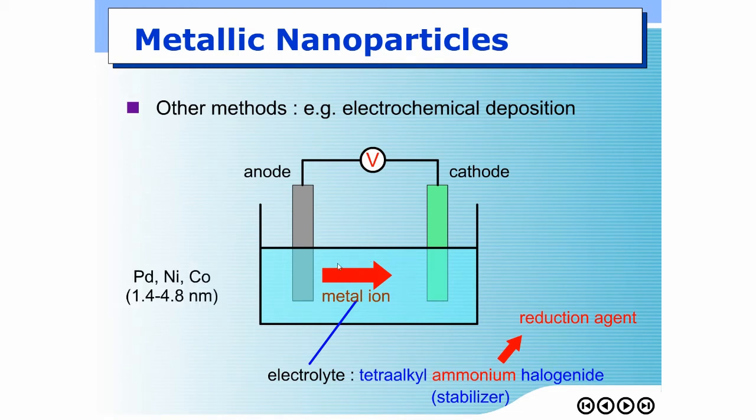In this setup, we can apply the technique to the synthesis of palladium, nickel, and cobalt nanoparticles. The particle size varies depending on the strength of the reducing agent and on the potential that we apply here, because the higher the flux that we apply to this setup, the higher the flux of the metal ions from the anode to the cathode.